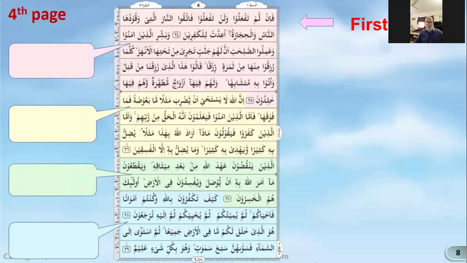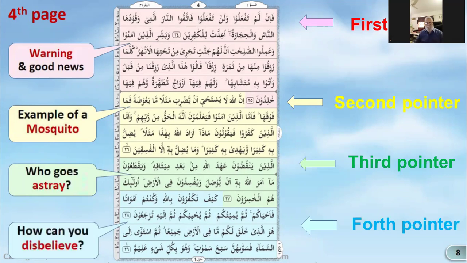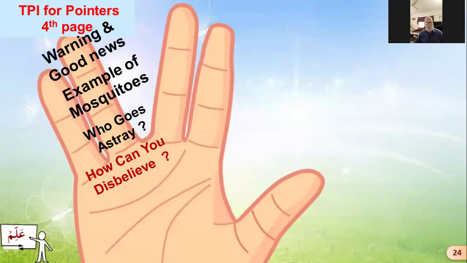The first pointer is warning and good news. And the second pointer is examples of mosquito. The third is who goes astray. And the fourth is how can you disbelieve? Let's keep them on the fingers.